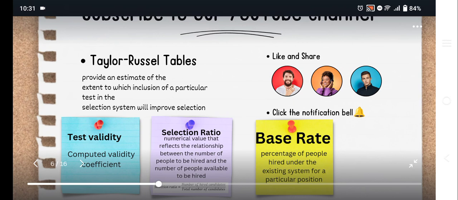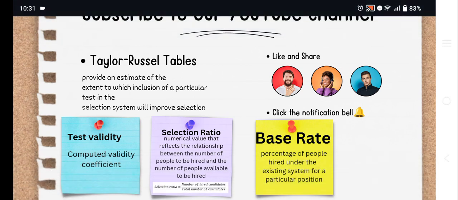Let's proceed to the base rate. Base rate is the percentage of the people hired under the existing system for the particular position. Okay?